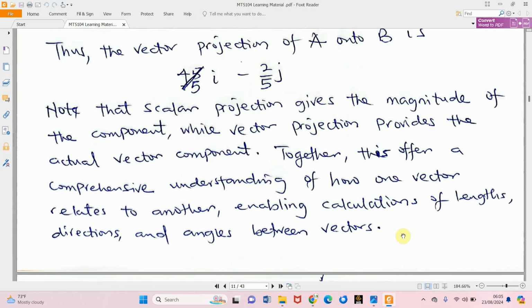We are going to come to the end, but before then, let's always remember that the scalar projection will always give us the magnitude of the component, while the vector projection will always give us the actual vector component. Together, this offers a comprehensive understanding of how one vector relates to another. This will help us to calculate the length, direction, and angle between the two vectors.